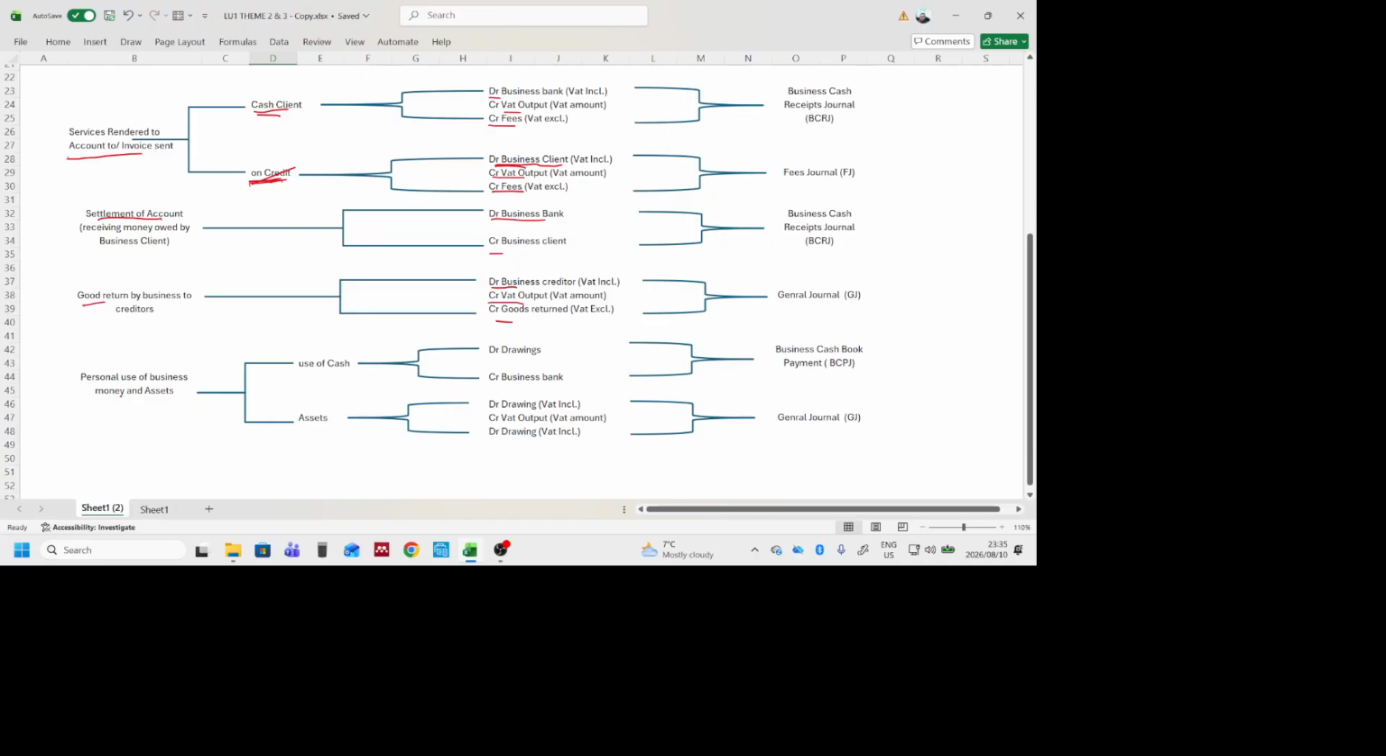And then we've got a situation where now the owner decides to use business money for personal use, or either taking assets from the business for personal use. So if the owner uses cash for personal use, business money for personal use, the accounts that are going to be affected are going to be drawings and business bank.